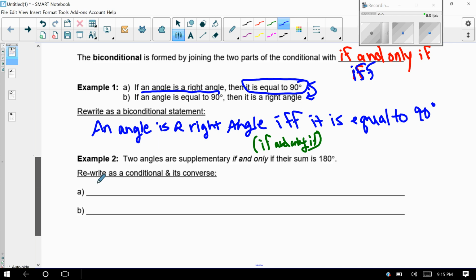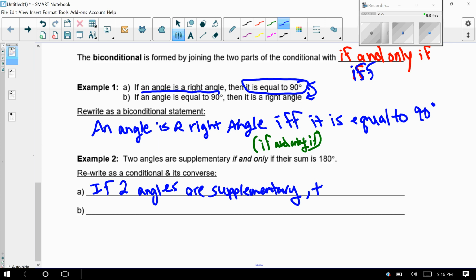So we're going to say, if two angles are supplementary, comma, then their sum is 180. Notice we've been using a lot of geometry terms that we used last chapter, but all geometry theorems are biconditional, or all mathematical theorems are biconditional.